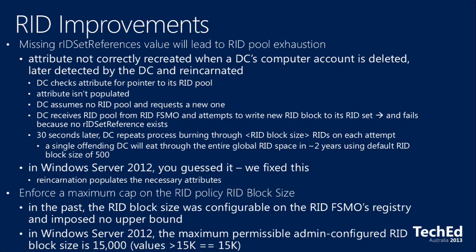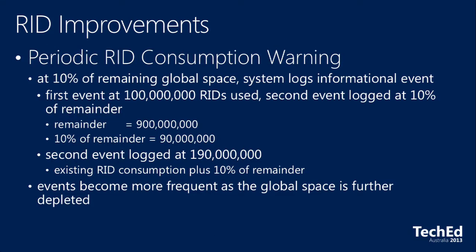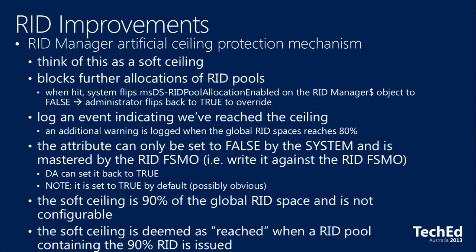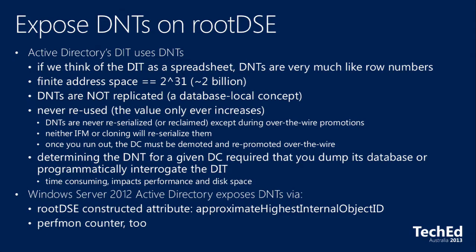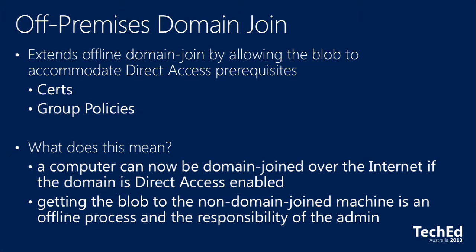And then as an admin, you need to allow it to go above that. And when you hit the hard target of your RID pool being complete, hopefully you've found the problem and fixed it by then. But if you hadn't, you can always turn on that extra 31st bit, and you've got another whole range of things to go through. There's the warnings, artificial ceiling, unlock the 31st bit, and we will quickly jump through the others.